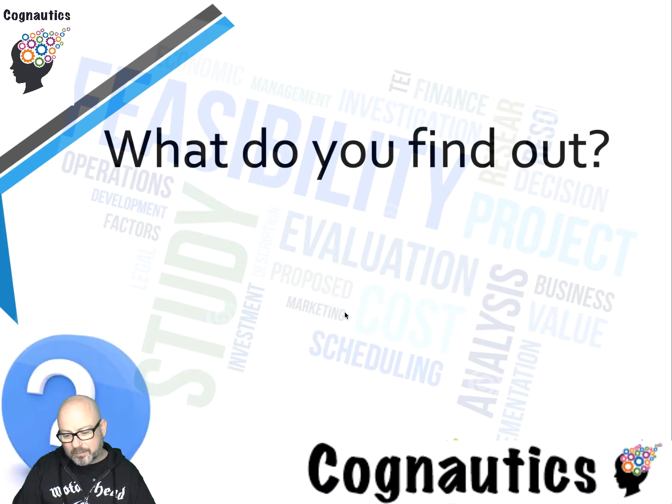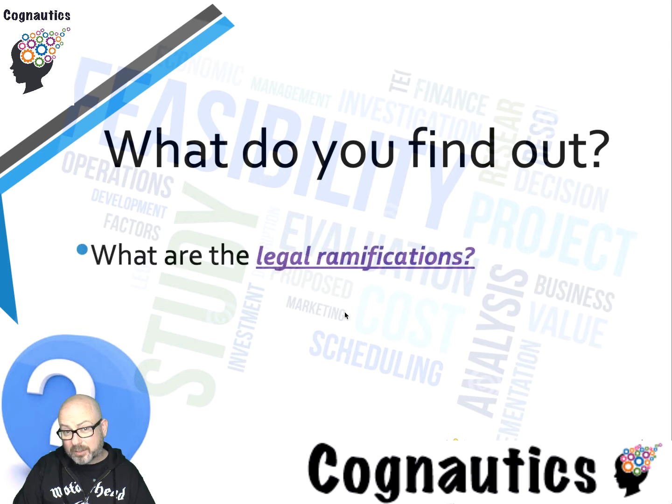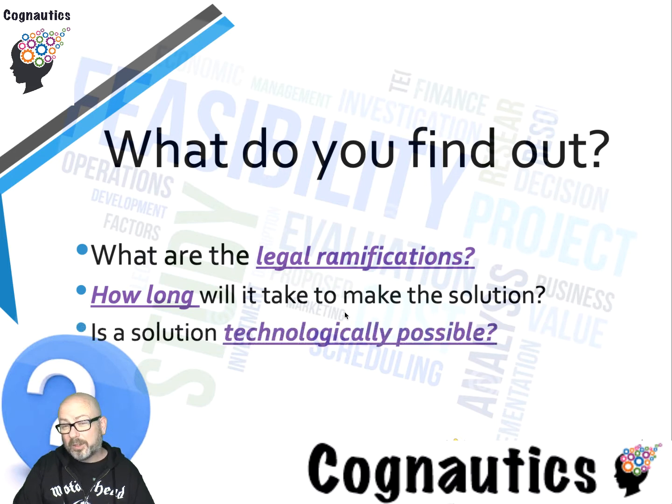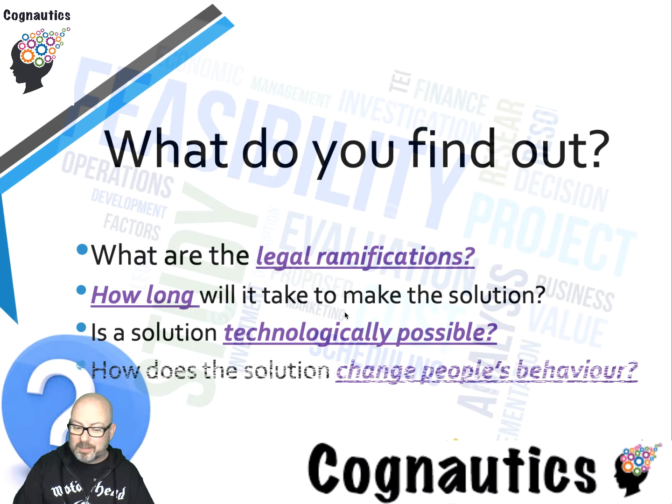Additionally, beyond that, you'll be looking at the legal ramifications, particularly focusing on GDPR. There'll be some other legal areas you'll need to reference and look into, but the main areas are going to be GDPR and using people's data and information. You'll think about how long, this is to do with scheduling, how long the solution will take to make, and whether or not the solution is technically possible. Is the technology there already to produce the solution that you're looking for? Because if not, it could be very difficult to make, and it could be exceptionally expensive to make.